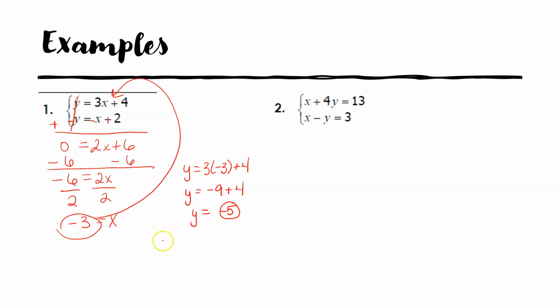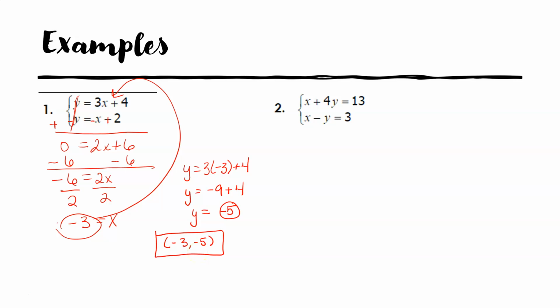If you put these together into an ordered pair, and this would be the place that the 2 lines would cross, you would have negative 3, negative 5. And that's your solution. If you were to plug these x and y values into both of those equations, they both would be true.